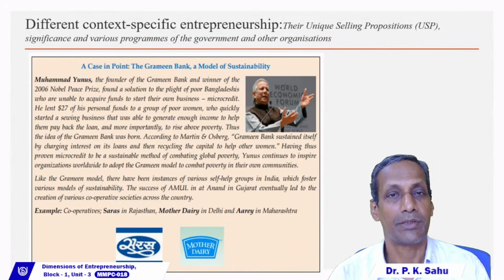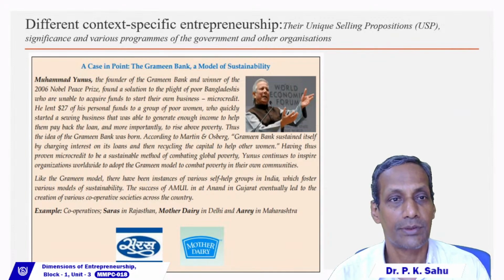He became the buzzword then. He lent $27 of his personal funds to a group of poor women who quickly started a sewing business that was able to generate enough income to help them pay back the loan, and more importantly, to rise above poverty. Thus the idea of the Grameen Bank was born.